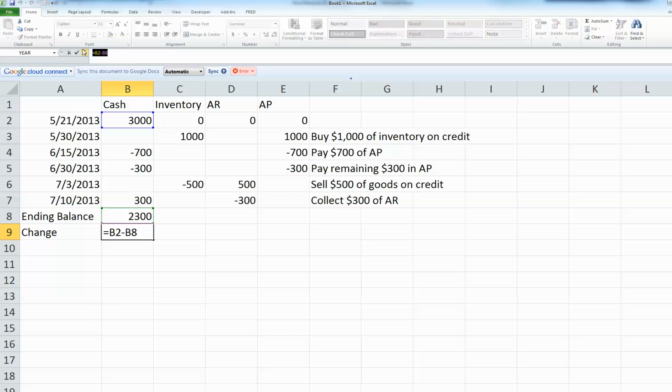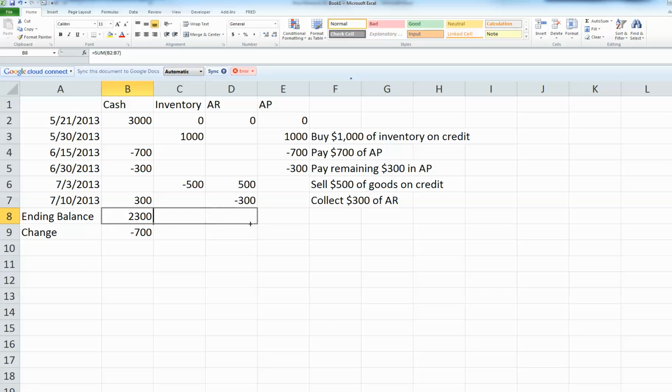I've got this backwards. So the 2,300 minus the 3,000. Oh gosh. Apparently I make the same mistakes in my office that I do in front of the classroom. Okay, so my change, I ended with 300. I started with 3,000. And the change is a decrease of $700.